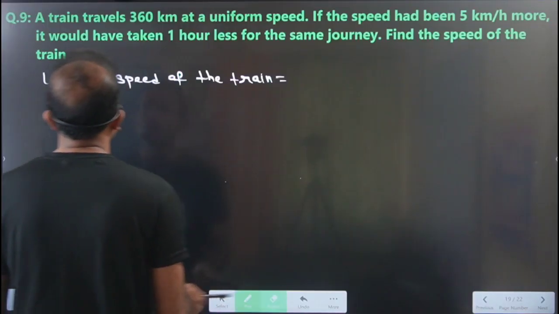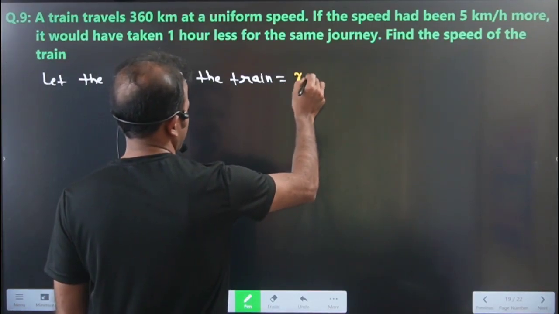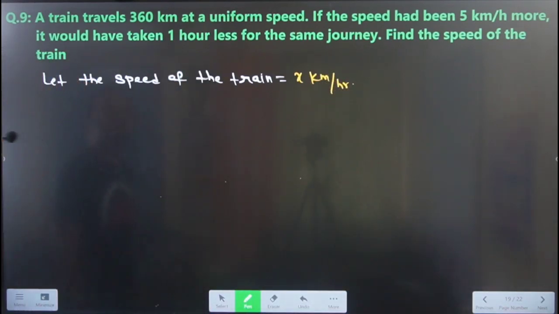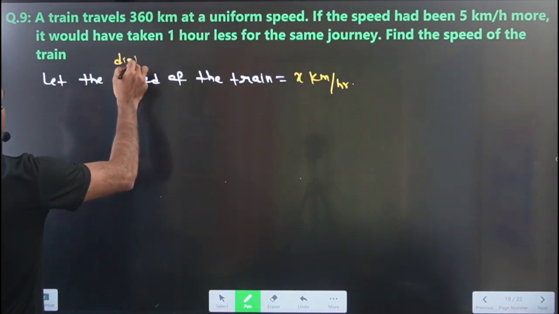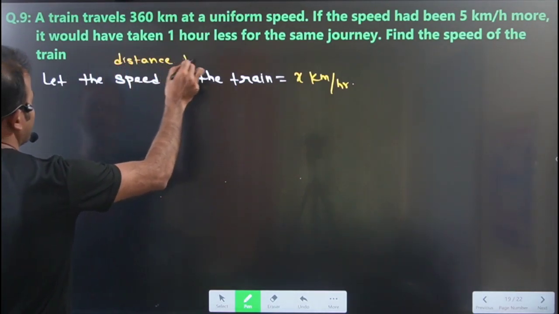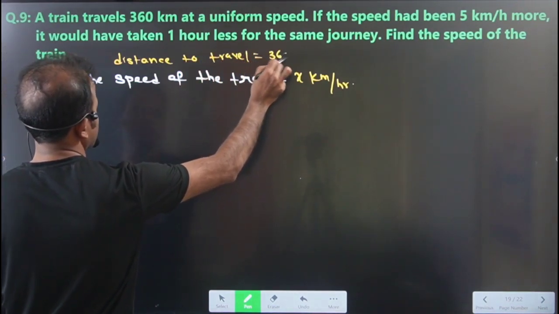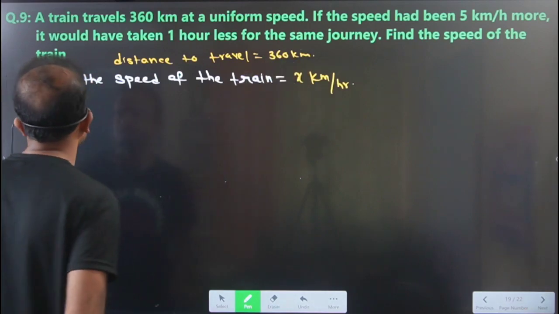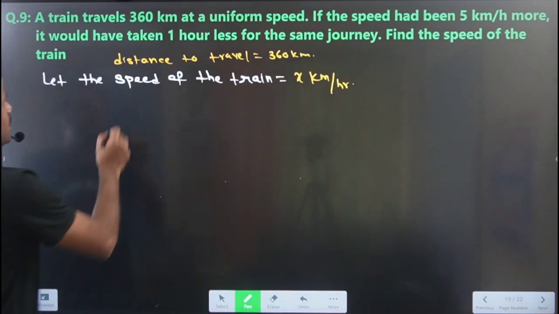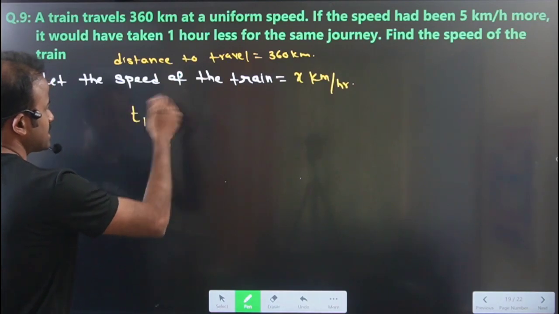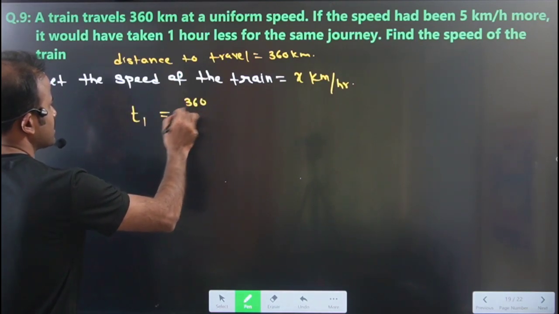Let the speed of the train equal x kilometers per hour. How much distance it has to travel? Distance to travel is equal to 360 kilometers. Then the time taken for this journey, let us say that is t1. t1 equals distance covered by the train divided by speed.